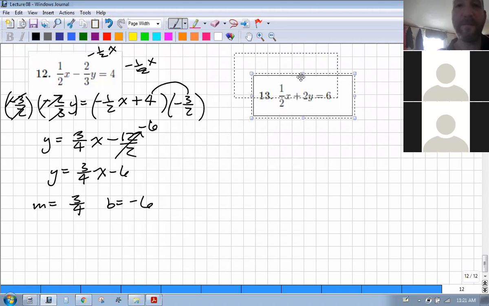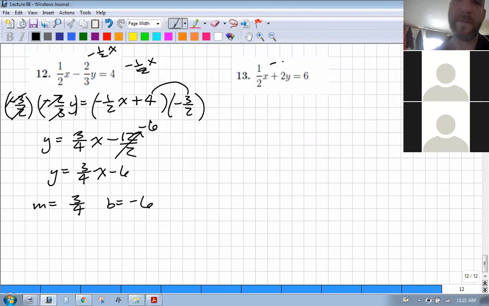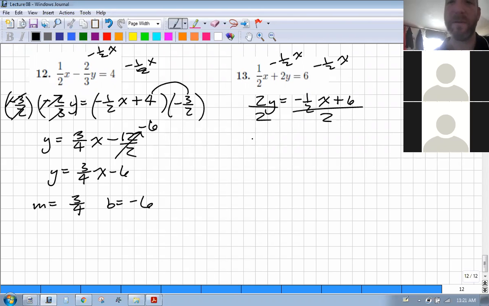Number 13. All right, let's subtract a half an x from both sides again. So we get 2y equals -1/2 x plus 6. Now we can divide everything by 2. Y equals a half divided by 2 is a fourth. 6/2 is 3. So our m is -1/4. Our b is 3.